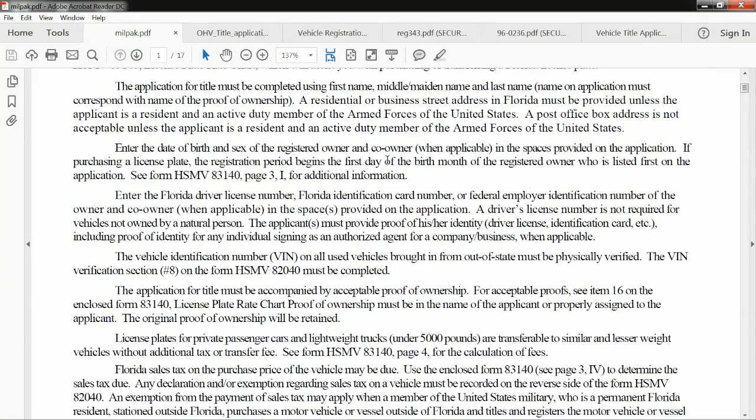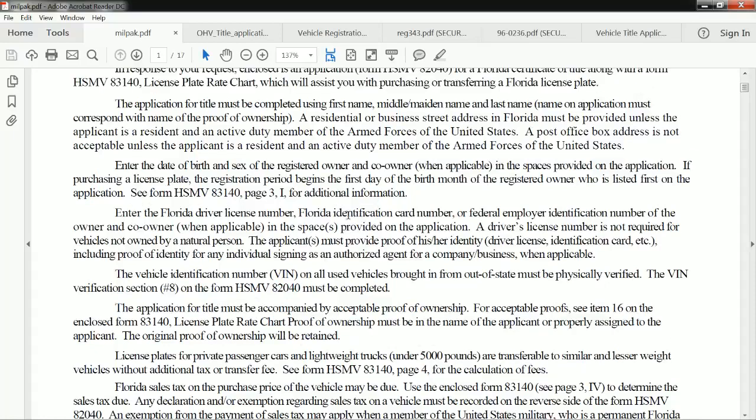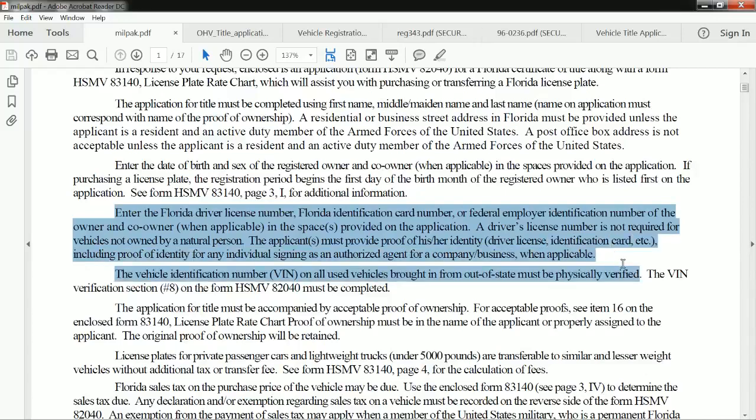And just to be clear, pull up this part right here. Enter the Florida driver's license number, Florida identification card number, or federal employer identification number of the owner and co-owner when applicable in the spaces provided on the application. A driver's license number is not required for vehicles not owned by a natural person.